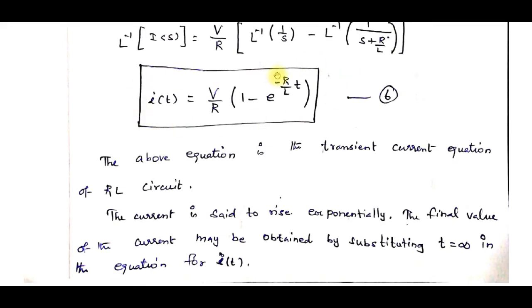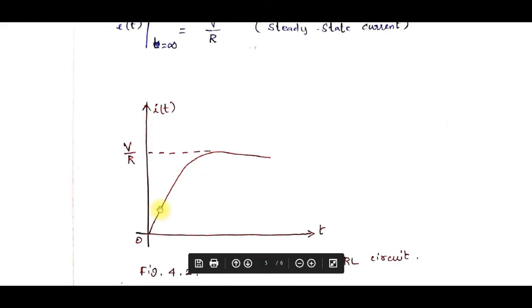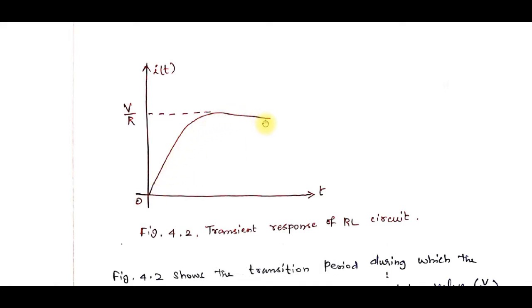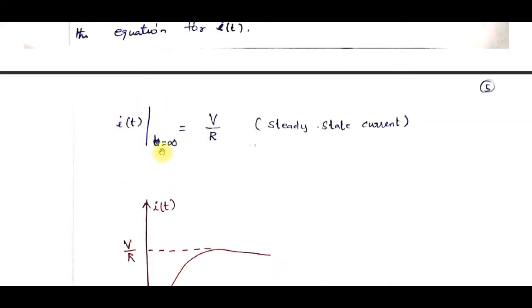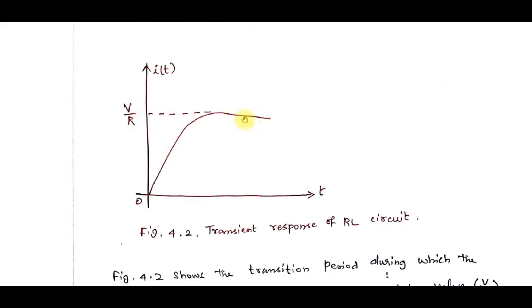If we draw the characteristics for this equation, we will have this graph. We are taking time as the x-axis and I of t as the y-axis. If we draw the characteristics, we will have it like this. Exponentially the current will increase, so we have an exponential equation. The steady state current is V by R. So at time t equal to infinity, the current will be V by R, the steady state current. So this part is the transient state.